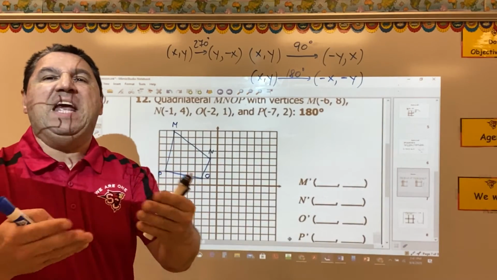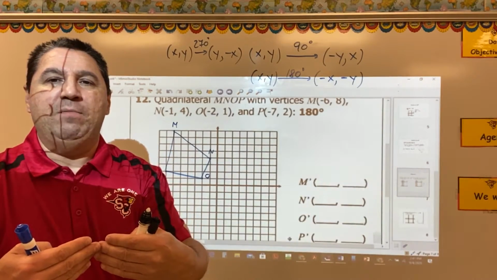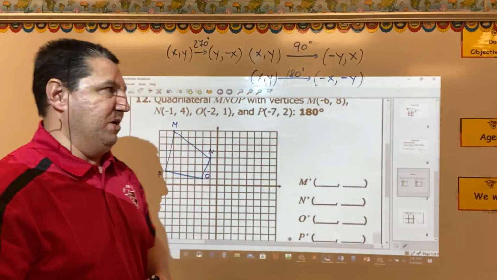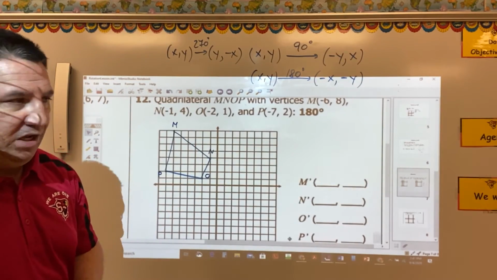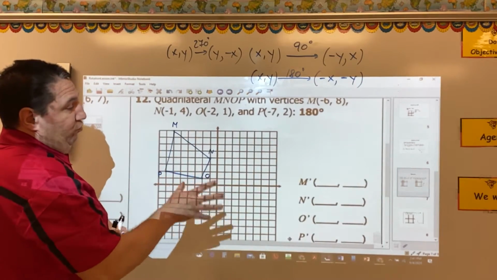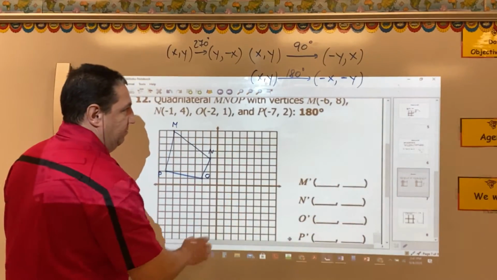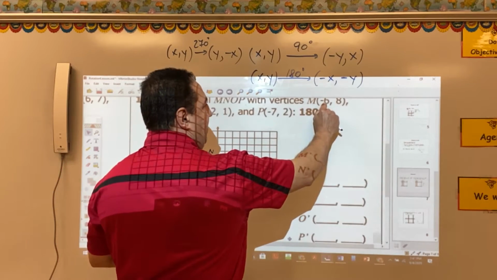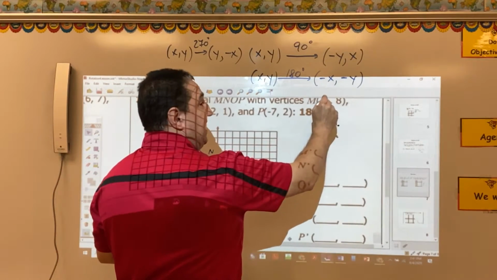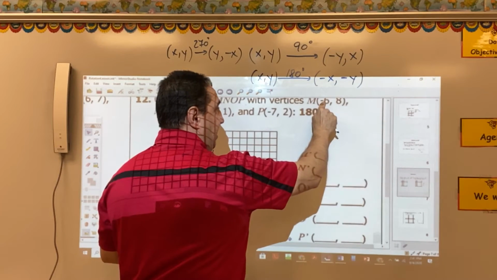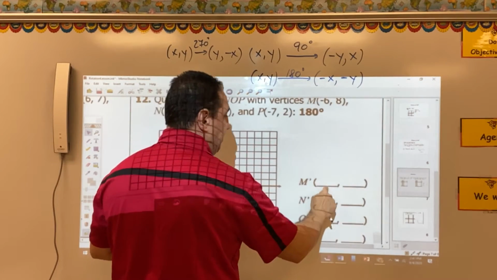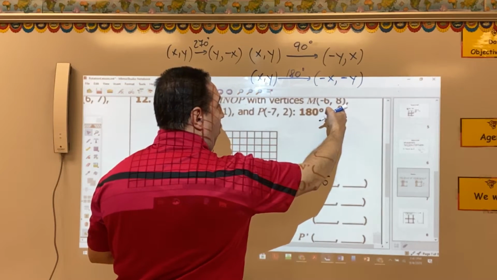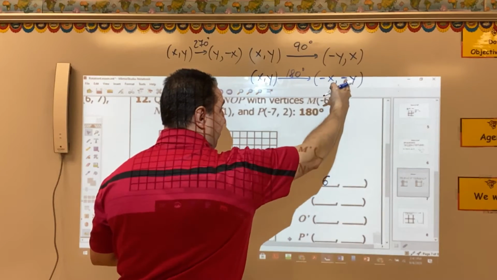This shape is called pre-image. Why is it pre-image? Because it is the shape or the object before transformation. In our case, rotation. Now, we have to find the new coordinates and plot them. So, we apply this rule. So, as we can see here for M, X is negative. Because it's negative, according to this rule, turns positive. So, it's 6. And because Y is positive, turns negative.